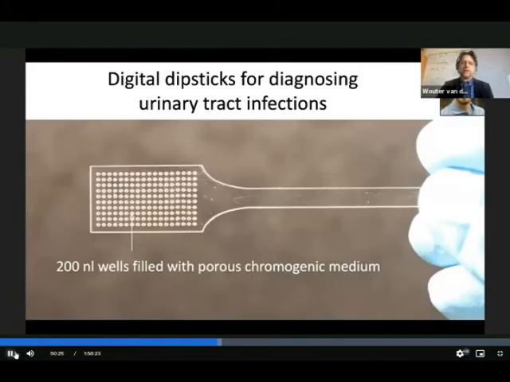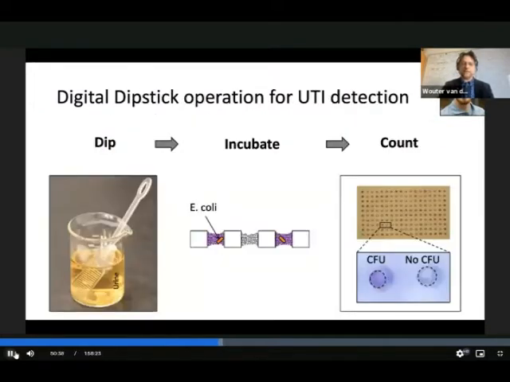So we made these dipsticks. They are basically little paddles with 280 little holes. And in every hole, we have a little bit of agar gel. And in the agar gel, we have a chromogenic medium. So if we dip this in urine, we trap bacteria in the wells.